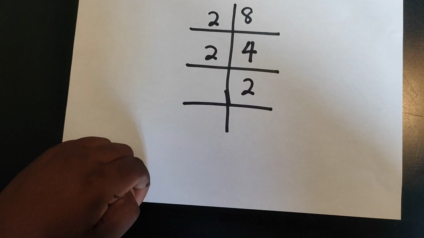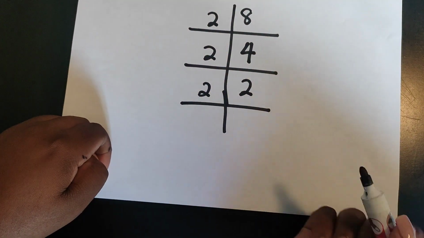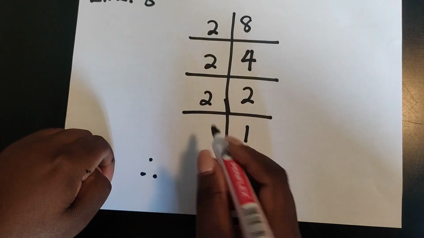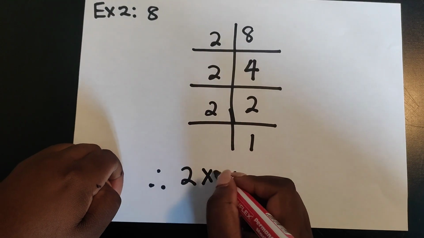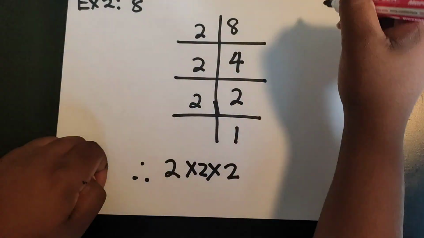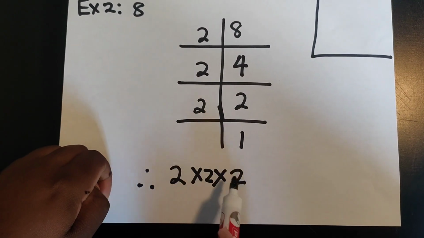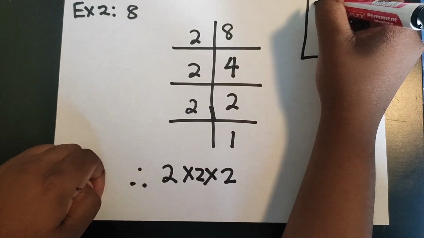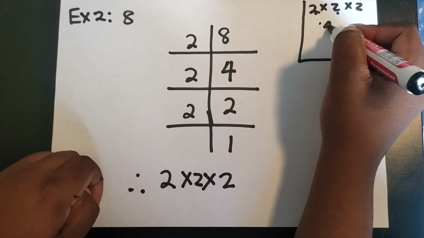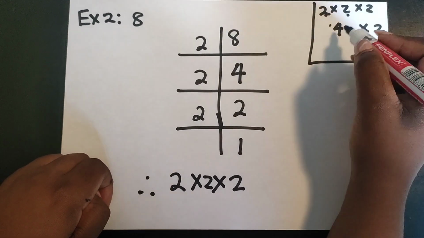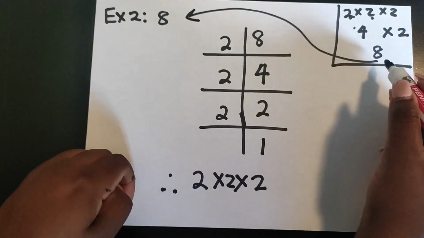What's the lowest number that divides 2 besides 1 with no remainder? It is 2. And then 2 divided by 2 is 1. Therefore your answer is 2 multiplied by 2 multiplied by 2. And on the side, you just check if this multiplication takes you back to 8. So 2 times 2 is 4. Then you bring down this 2 here. 4 times 2 is 8. So this took you back to the beginning, which is 8.